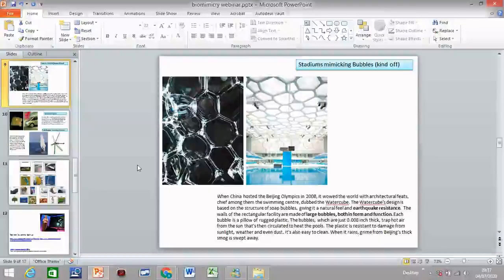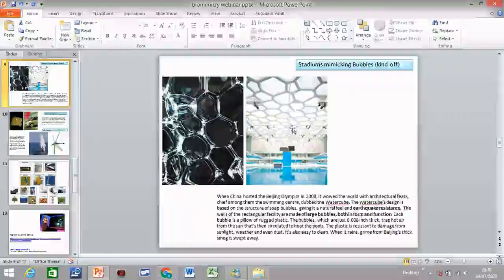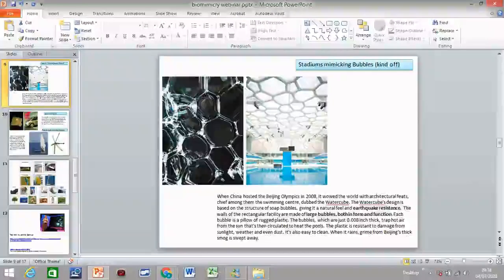The next example we briefly talked about in the last lesson, the roof structure of the design for the Beijing Olympics Water Cube stadium, was inspired by bubbles of air. These hexagon shapes, which are found in nature so often, were used in the structure of the roof, which is not only earthquake proof, but the actual pockets of air in the roof structure capture the sun's rays, and that heat that's trapped in the pockets of air is used to heat the water.